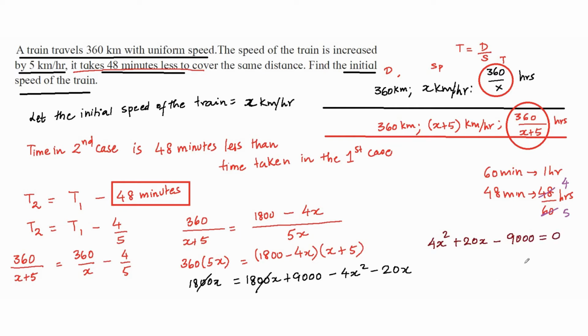Dividing throughout by 4, I get x square plus 5x minus 9000 divided by 4 is going to be 2250. So minus 2250 is equal to 0. So this is the quadratic equation that I should be solving. However, I am just going to pause for a minute. I am going to let you take a look at what all was done over here before we continue.